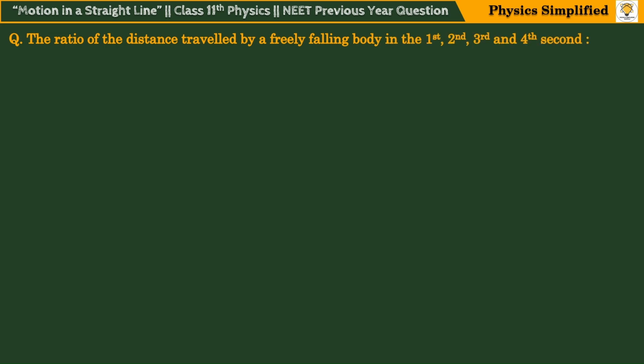fourth second is option A 1:4:9:16. Option B 1:3:5:7. Option C 1:1:1:1. And option D 1:2:3:4. Let us solve the problem.